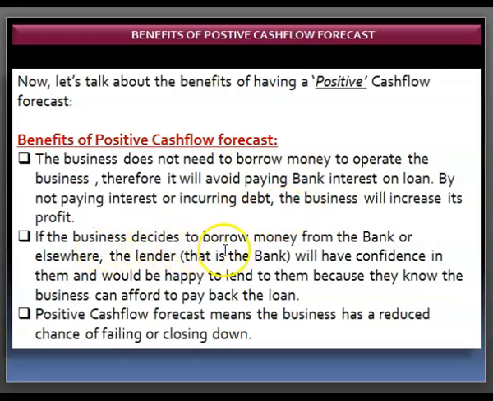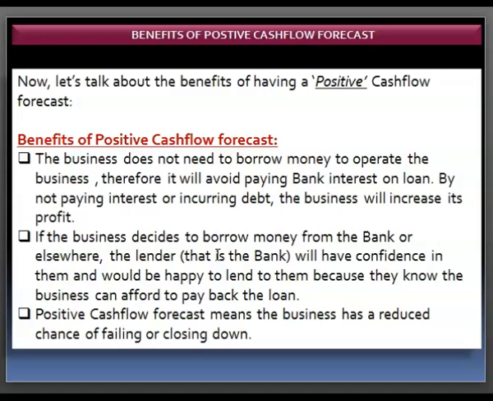Okay, if the business decides to borrow money from the bank or elsewhere, the lender, which is the bank, will have confidence in them and will be happy to lend to them because they know the business can afford to pay back the loan. This is another reason why it's good to have a positive cash flow forecast, because it shows they are able to manage their business well and have money coming in to pay for expenses. When they eventually want to expand the business and go to the bank to borrow money, the bank will be happy to loan them the money, because the bank will have confidence in the business as they are already managing the cash flow properly.